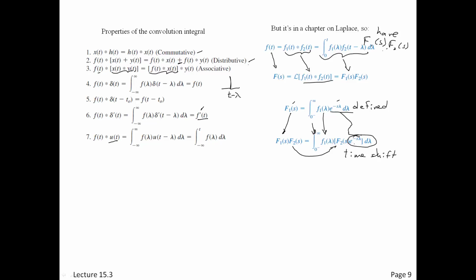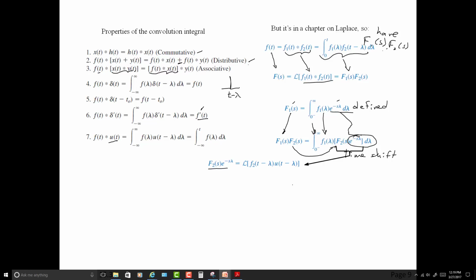This e to the minus s lambda, right? That's time shifting going on. So that business under there, f2 e to the minus s lambda, that's time shifting going on. So I've isolated that, or rather the text did, and said, well, that's the Laplace of, well, what's happening?